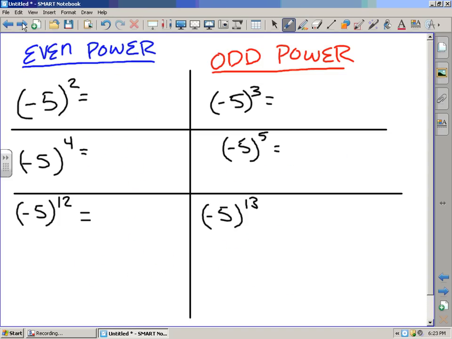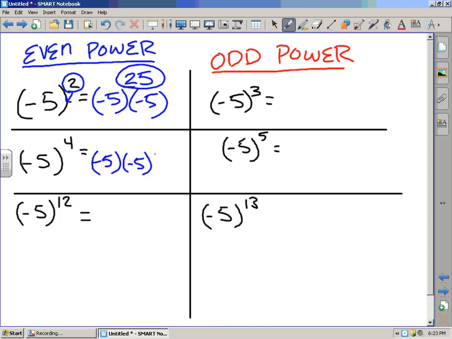Let's look at this table. And I'm going to start on the even power side. The 2 goes to what it is directly beside, the whole set of parentheses. So we copy down negative 5 times a negative 5. And the answer is 25. In the next example, we copy down negative 5 4 times. Negative 5 times negative 5 is 25. Negative 5 times negative 5 is 25. And then when you take 25 and multiply it by 25, you get 625.